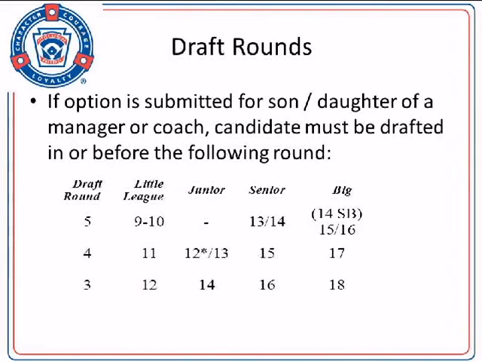In the senior division for both baseball and softball, league age 13 and 14-year-olds must be drafted in the 5th round, league age 15-year-olds must be drafted in the 4th round, and league age 16-year-olds must be drafted in the 3rd round. For big league softball, they can be drafted in the 5th round for league age 14, 15, or 16-year-olds. For big league baseball, it'd be for league age 15 and 16-year-olds. For big league baseball and softball, they can be drafted by the 4th round for league age 17-year-olds and by the 3rd round for league age 18-year-olds.